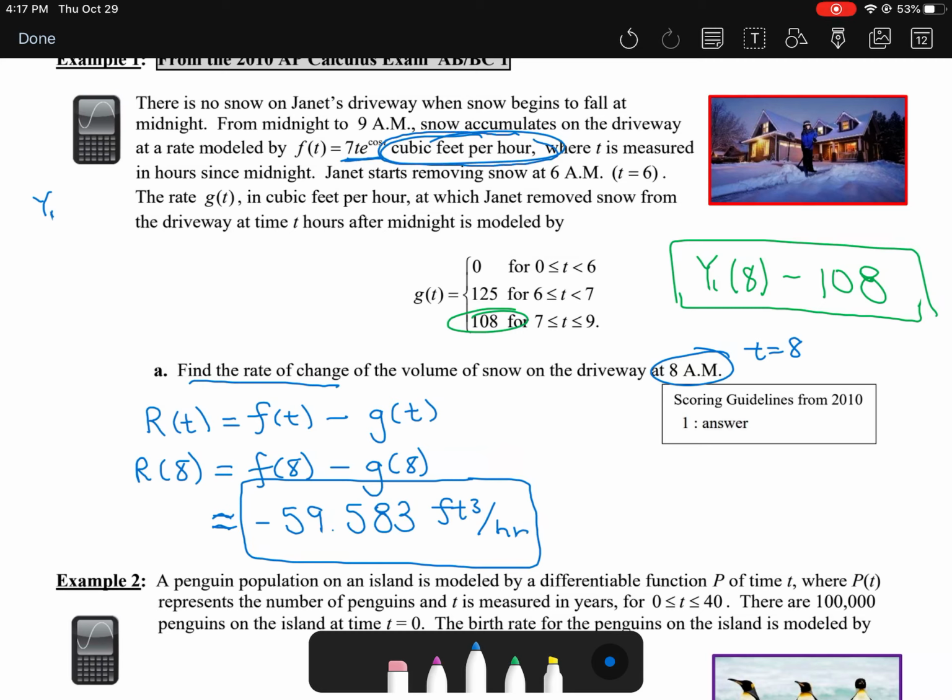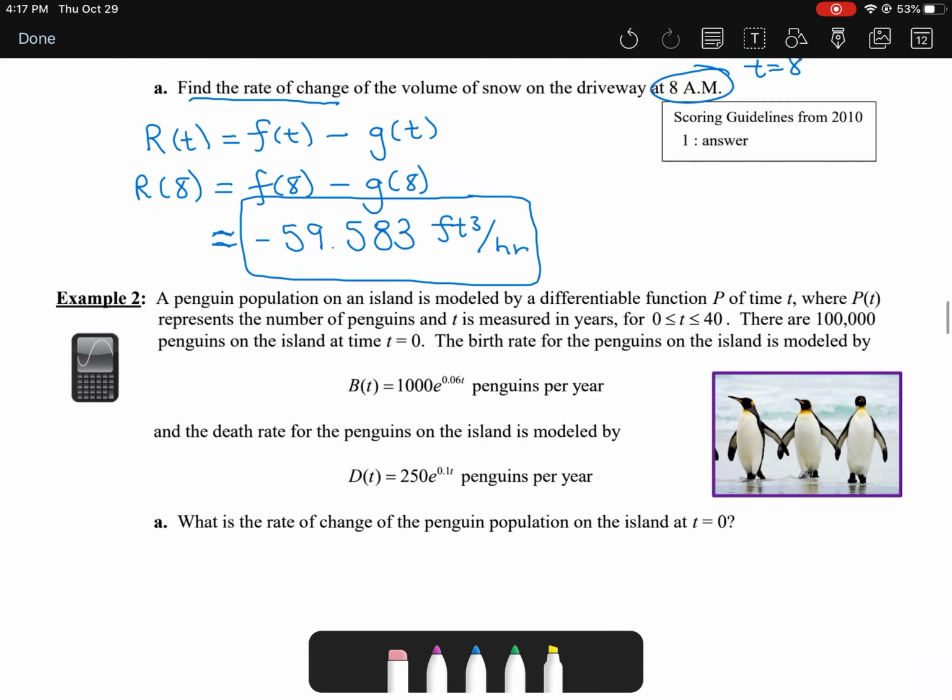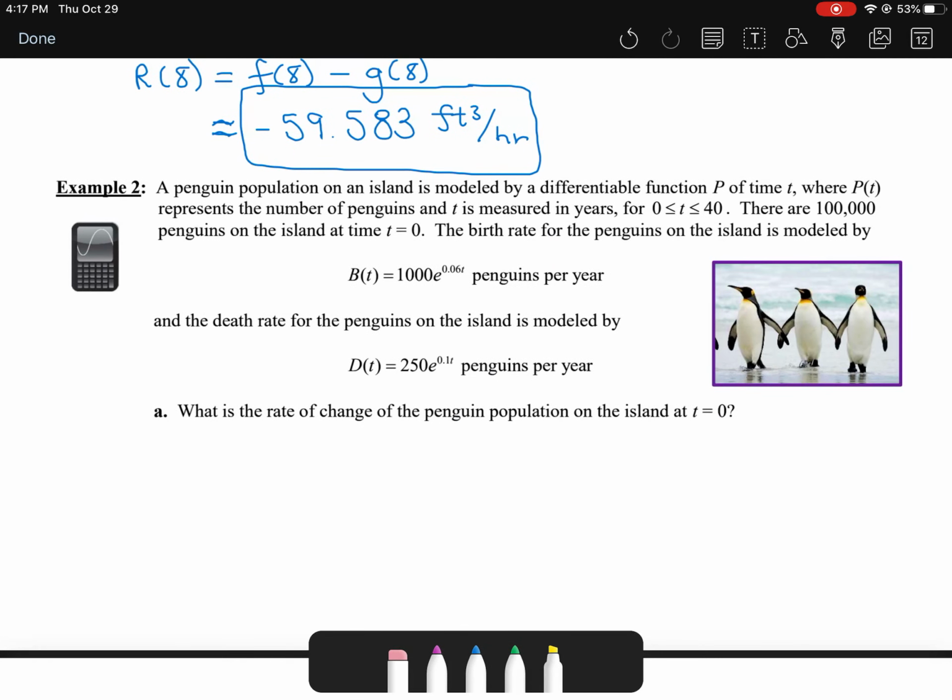Okay. And remember, I didn't have to worry about changing the label because I actually didn't take the derivative of anything. We already knew the rates. Okay, so let's go to example 2.